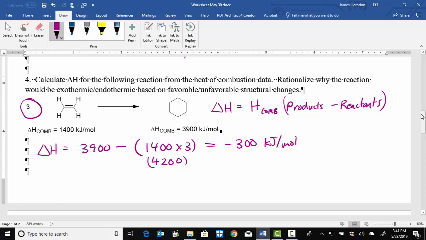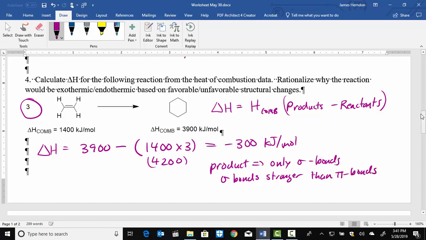All right, another thing that this question is asking us to do is to rationalize why the reaction might be exothermic or endothermic based on favorable structural changes. And the one thing you can see here is that the product has only sigma bonds. And sigma bonds are stronger than pi bonds. So that would account for why that is a more favorable compound.